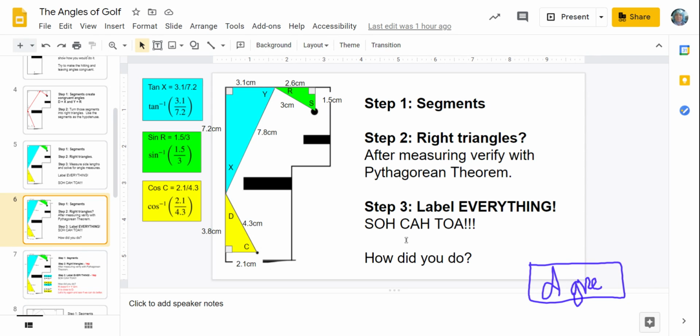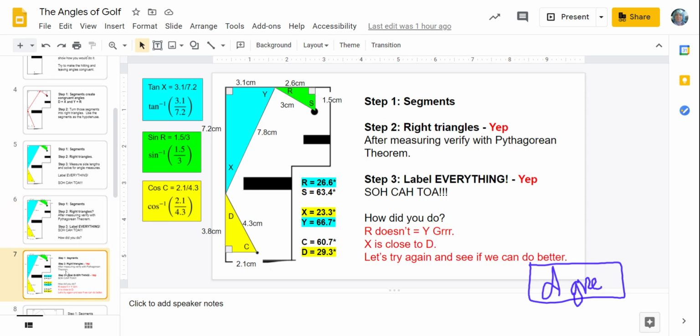Then I've got to use inverse trig to find my angle measures. So if I start with angle C and I use cosine, it needs to be adjacent over hypotenuse to find angle C. If I use sine, and I start with R, then I need to use opposite over hypotenuse. Remember SOHCAHTOA. So 1.5 over 3, that's going to give me angle R. Same thing with tangent. Tangent is O over A. Remember SOHCAHTOA. Sine, opposite hypotenuse, cosine, adjacent hypotenuse, and tangent, opposite adjacent.